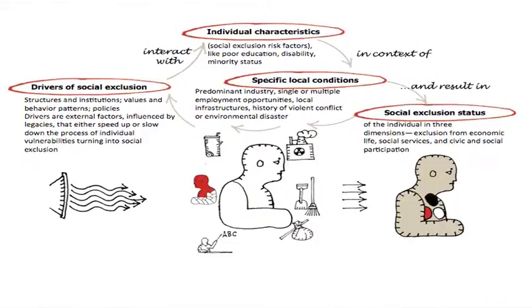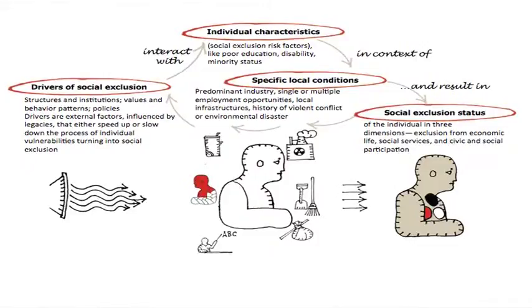right? So we think people who have no jobs are excluded. People who belong to a certain ethnic or religious group could be excluded, and so on and so forth. That doesn't help a lot. Why? Because not everybody who has no job is excluded. Not every Roma in Slovakia is excluded.